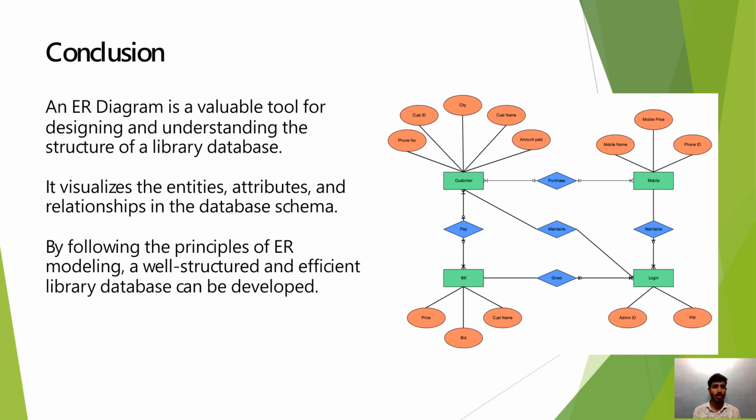The main conclusion of the ER diagram. An ER diagram is a valuable tool for designing and understanding the structure of a library database. It visualizes the entities, attributes, and relationships in the database schema. By following the principles of ER modeling, a well-structured and efficient library database can be developed.